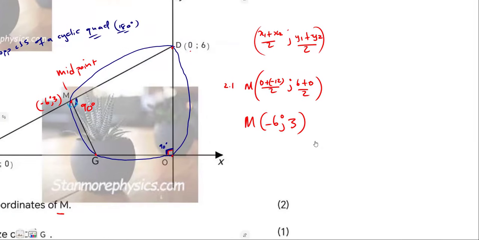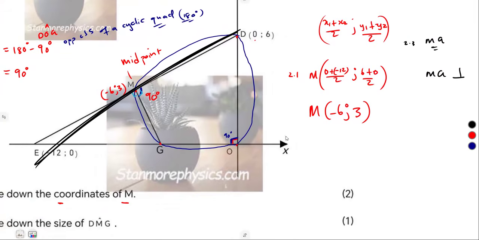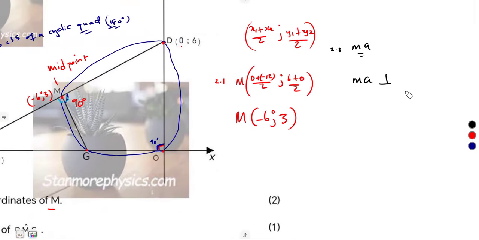So we can use the concept of perpendicular lines in that case. So that's for our 2.3. We need to find the equation of MG, but MG is perpendicular to the line DE. They meet at 90 degrees. So what is the concept if two lines are perpendicular? The product of their gradients is supposed to give us -1.